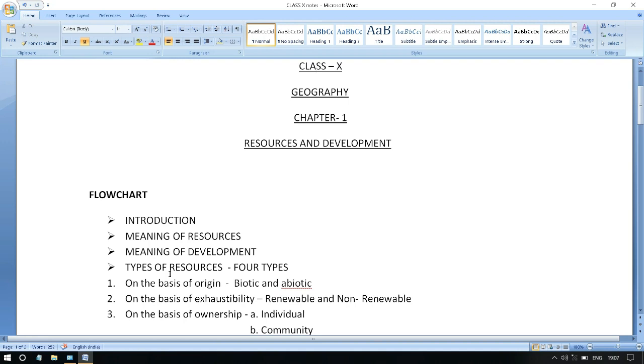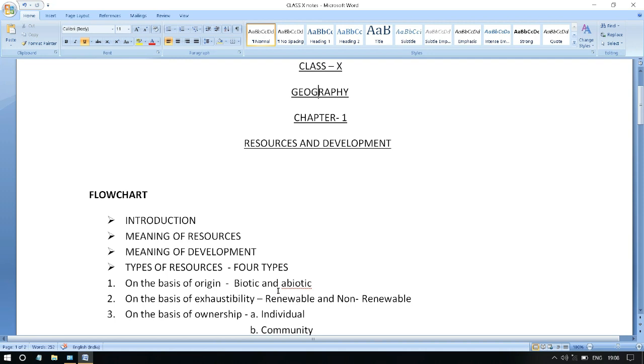According to the chapter, there are a total of four types, which I have mentioned here. On the basis of different things, the types of resources are also different. On the basis of origin, I have mentioned here that resources are divided into four types in total. So first is on the basis of origin. If you look at the basis of origin, we have two types, biotic and abiotic.